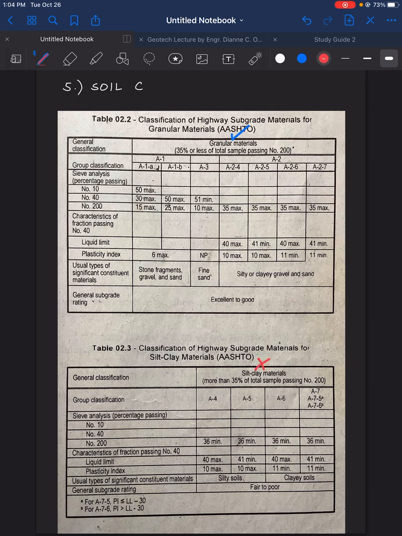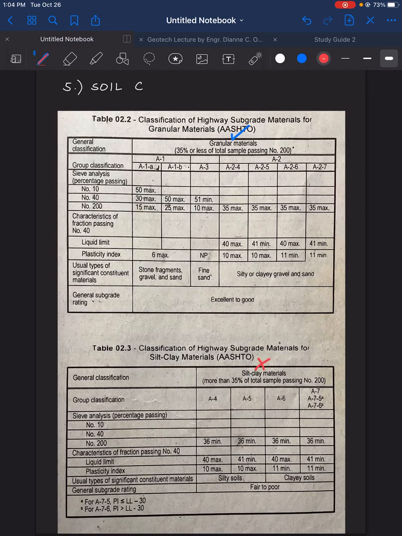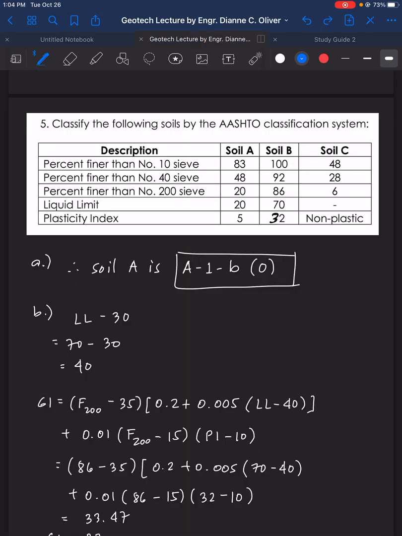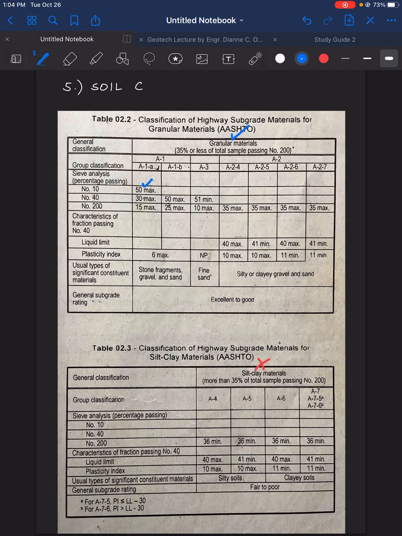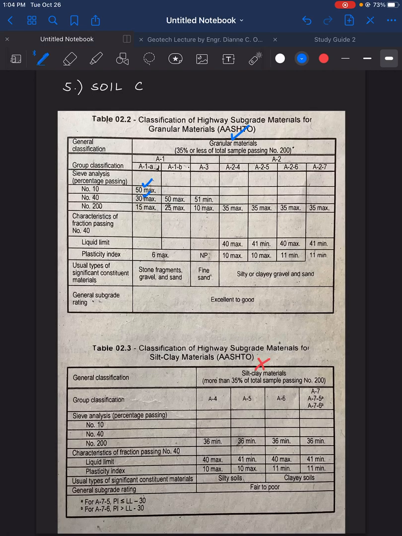Okay. Next, we go to number 10. So sieve number 10 is 48% passing. So it fits the criteria 50 max. Next, let's go to sieve number 40, and that is 28% passing. It fits the criteria 30% max. Next, 6% passing for number 200. It fits again the criteria 15% maximum.